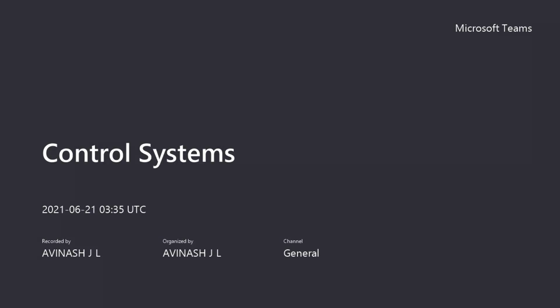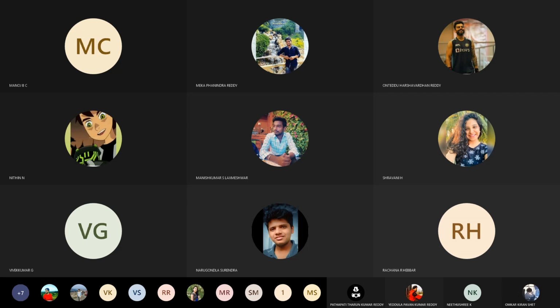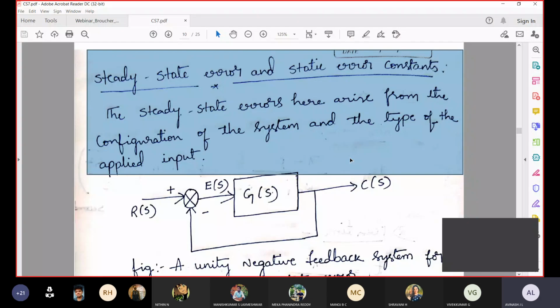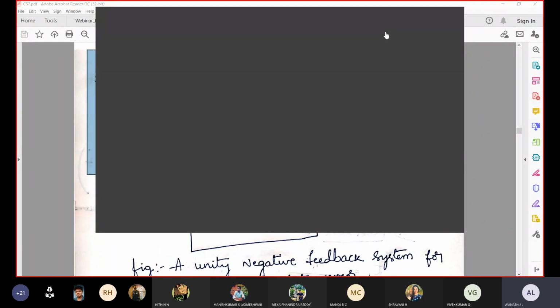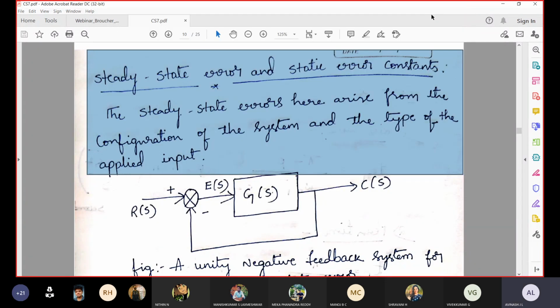We'll take it today. Write the heading: steady state error and static error constants. So when the steady state was obtained for a system, what kind of errors can it encounter? That is called steady state error. Questions regarding static error constants, how the error constants will appear. Okay, so take the heading: steady state error and static error constants.